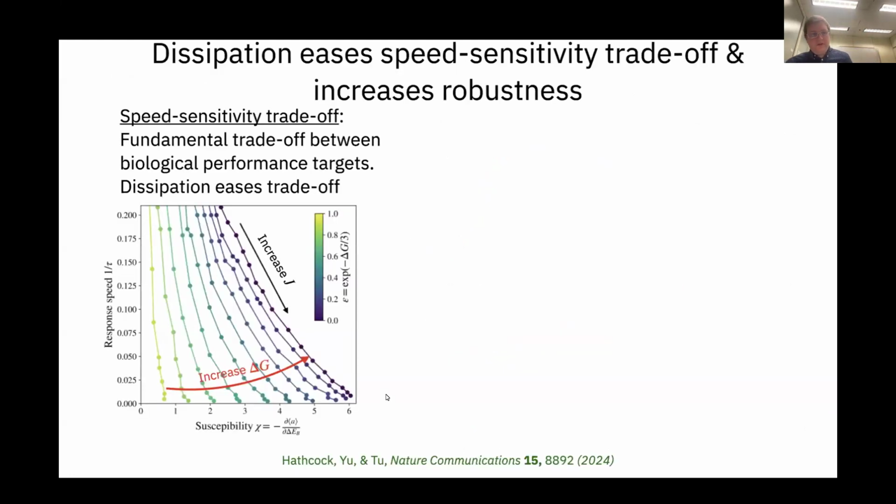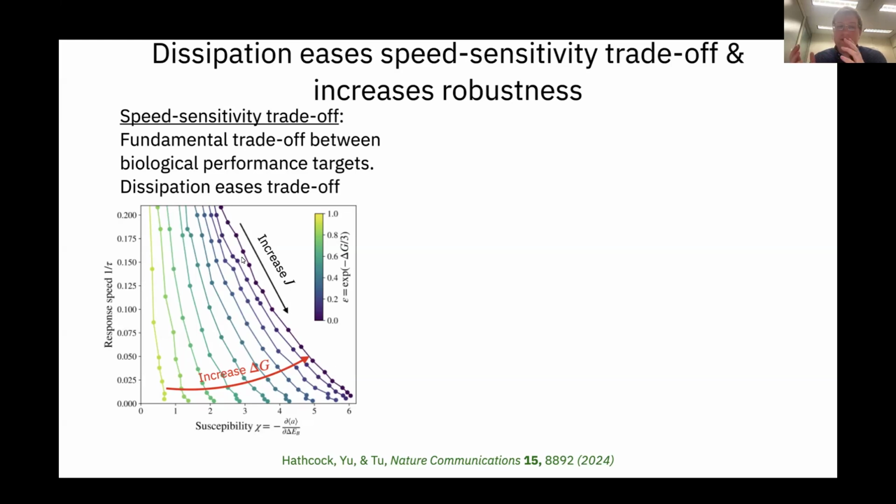Okay, with the final minute or two, I just want to give you some intuition for what implications this has for the signal processing behavior of the system. What we found in our model is that there's a fundamental trade-off between the speed and sensitivity of the response. Here I'm plotting the sensitivity, how sharp the response curves are, and the response speed against each other. And each of these colors is a fixed dissipation.